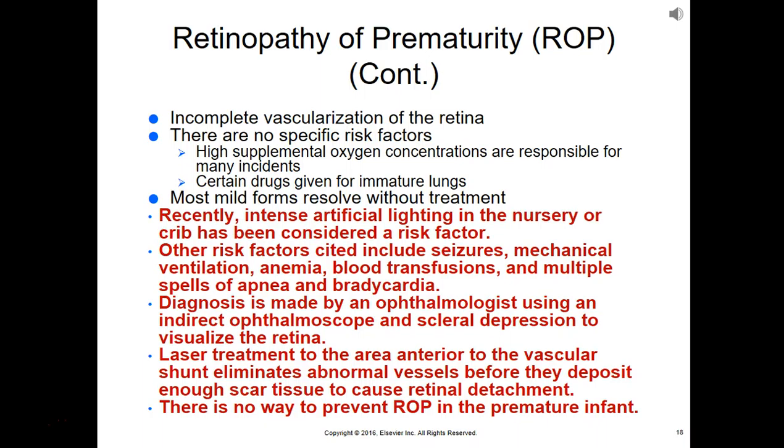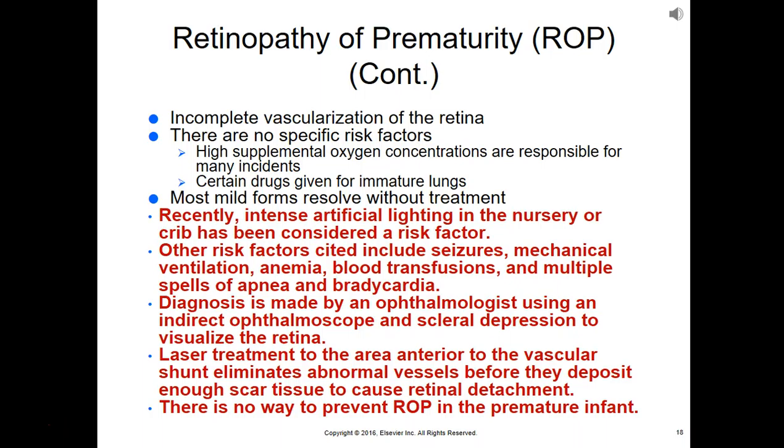There are no specific risk factors. High supplemental oxygen concentrations are typically responsible for many of these incidences, and certain drugs that are given for immature lungs can also cause ROP. The most mild forms usually resolve without treatment, but a couple of notes that I put in that I would like for you to know.